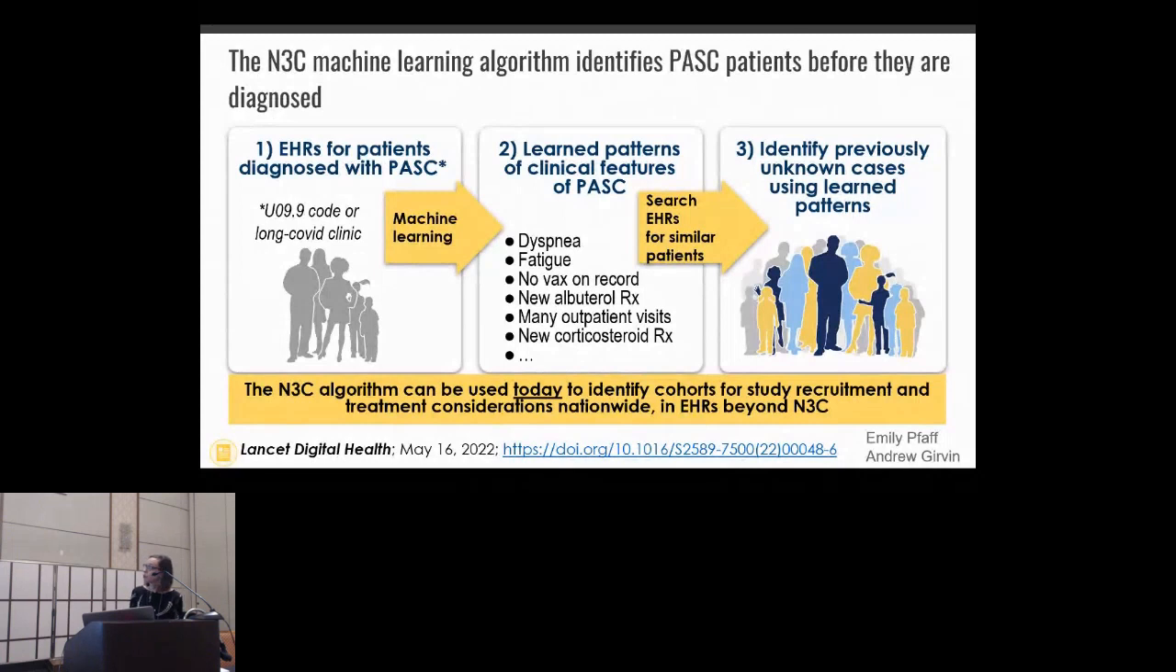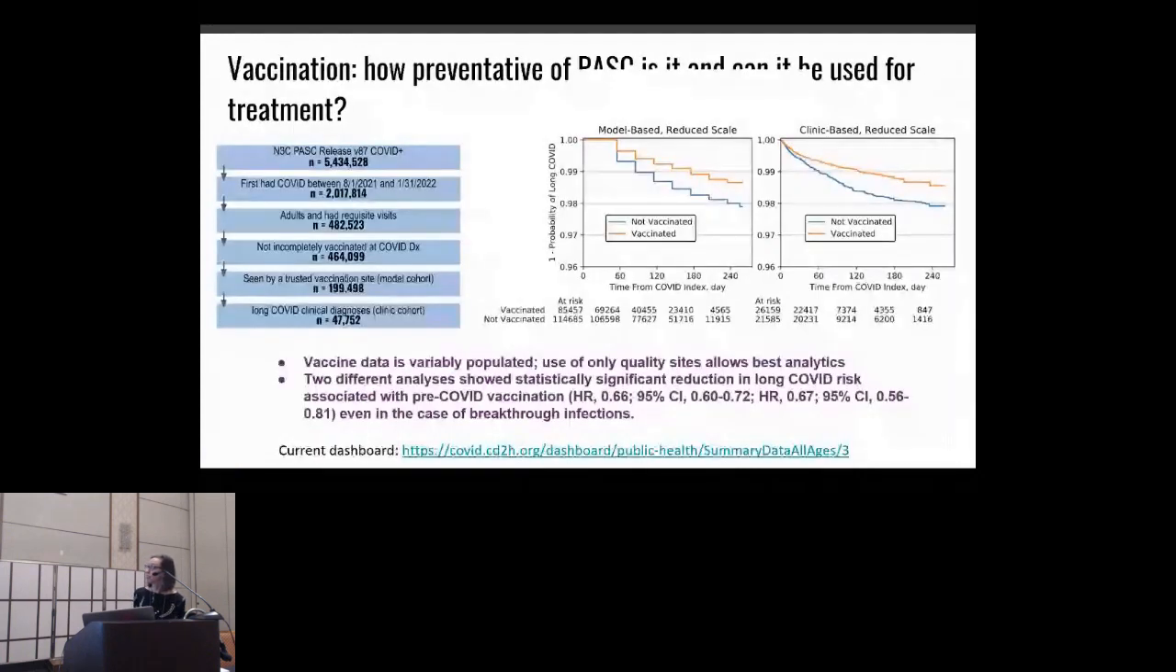We also were able to look at vaccination and how preventative vaccination is, and showed with two different types of analyses that there's a statistically significant reduction in long COVID risk associated with pre-COVID vaccination. So one more good reason to get vaccinated. And I put this in there because I wanted to show the importance of that data linkage. This leveraged vaccine data coming from state health information exchanges. So we really need to put the patient back together again to be able to ask even the simplest questions, like, does vaccination prevent long COVID?